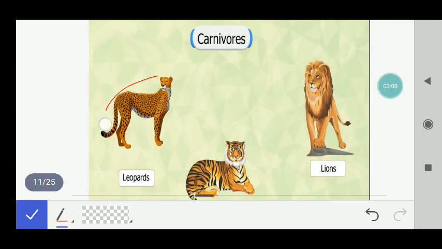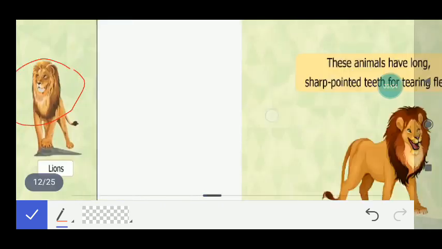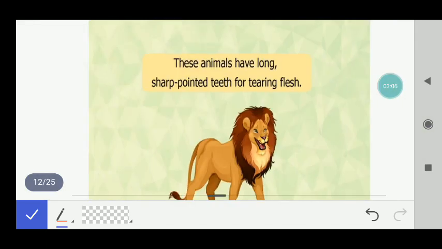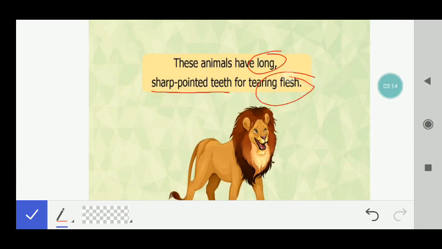Next is carnivores. Animals that eat the flesh of other animals are called carnivores. Examples are leopards, lions, tigers. Because these animals eat the flesh of other animals, these animals have long, sharp pointed teeth for tearing the flesh.